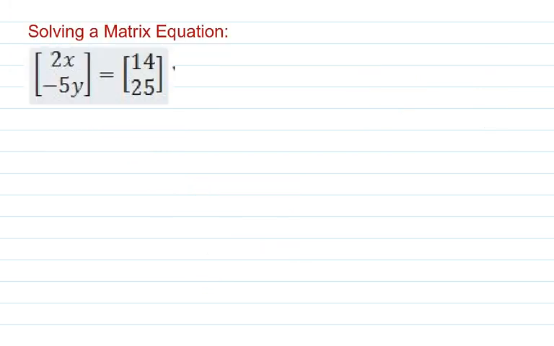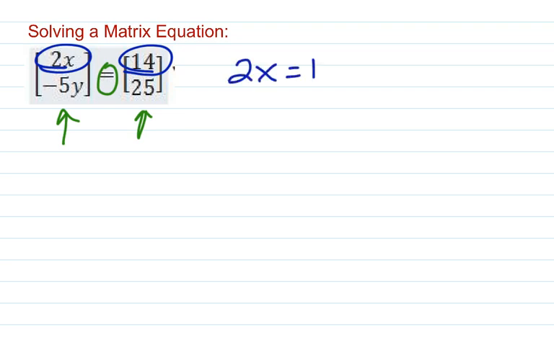Okay, so we are going to look at solving just a matrix equation. This is not a system, but we're just going to first solve a matrix equation. And so remember that the equal sign means that the two pieces are equal. So if matrix A is equal to matrix B, that would mean that all of the elements are equal with their corresponding elements. That means that 2x has to be the same thing as 14. So we can write an equation for that.